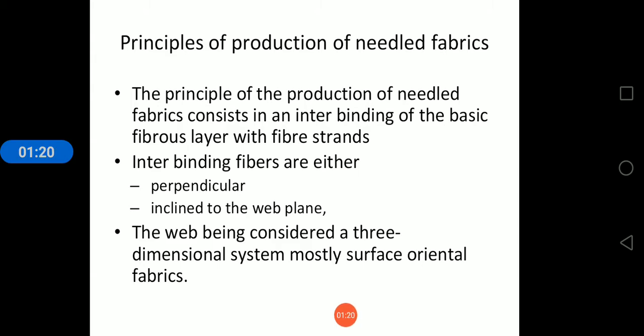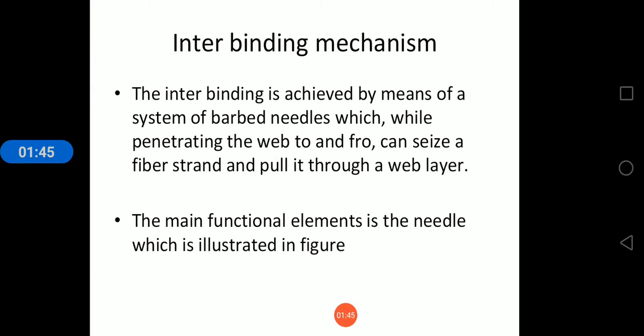It will be inclined to the web planes, because in web planes, by using the web laying systems, different techniques, first of all discontinuous web laying systems and continuous web laying systems, this type of technique we also use for needle punching of needle fabrics. And the dimensional stability is also very high and the surface is also very high.